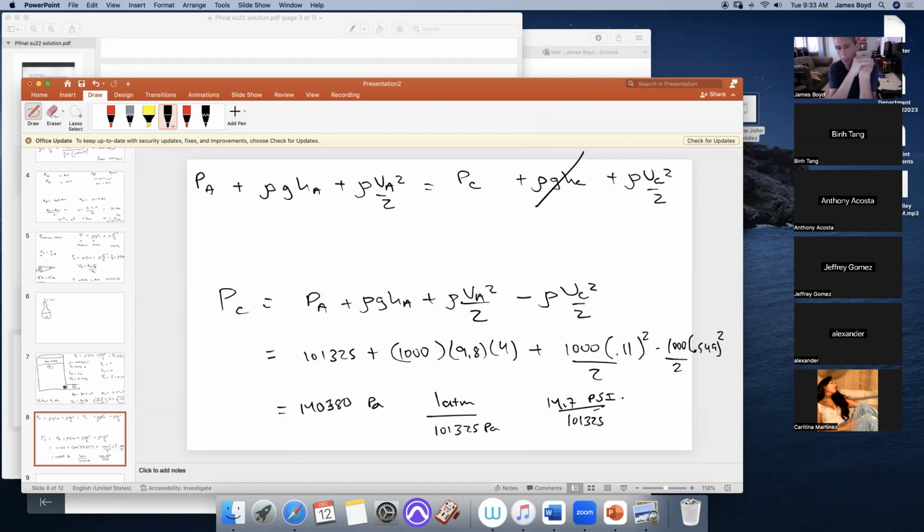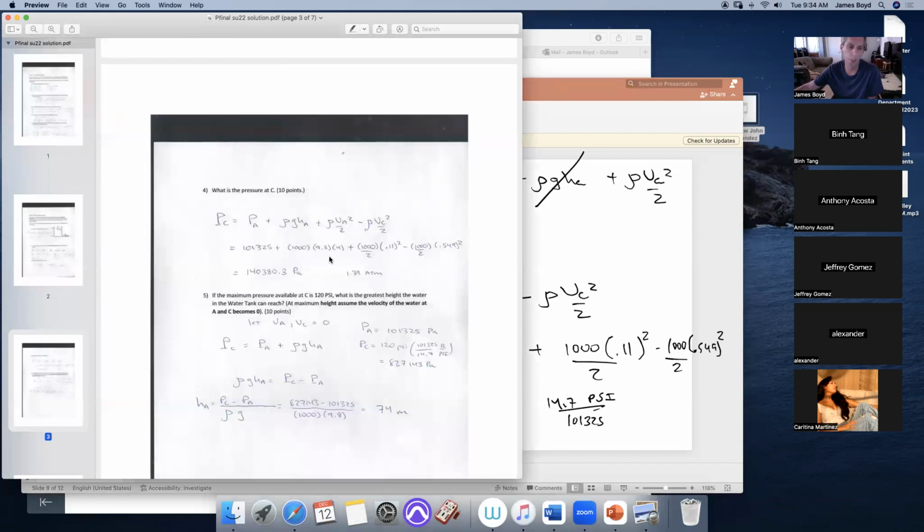Sometimes they'll give you atmospheres. 1 atmosphere is 101.325. If you had 1 million pascals, that would be about 10 atmospheres, right? And 1 million pascals would be about 147 PSI. So just make sure you know how to convert.